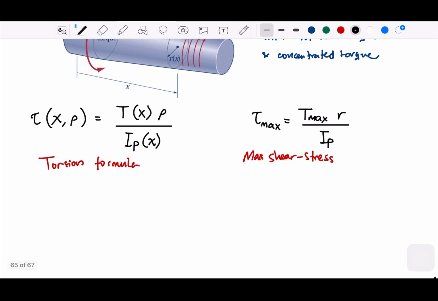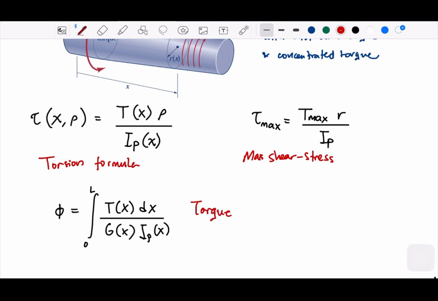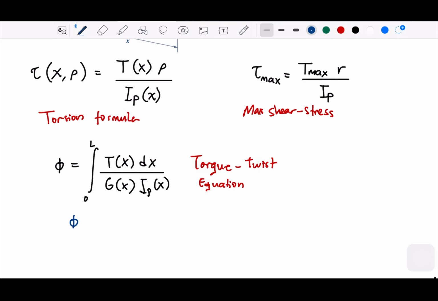And then for the twist, we can write the integration from 0 to L. This is the torque twist equation, where theta or phi here is equal to the difference between these two values. So this is the total angle, or total twist angle.